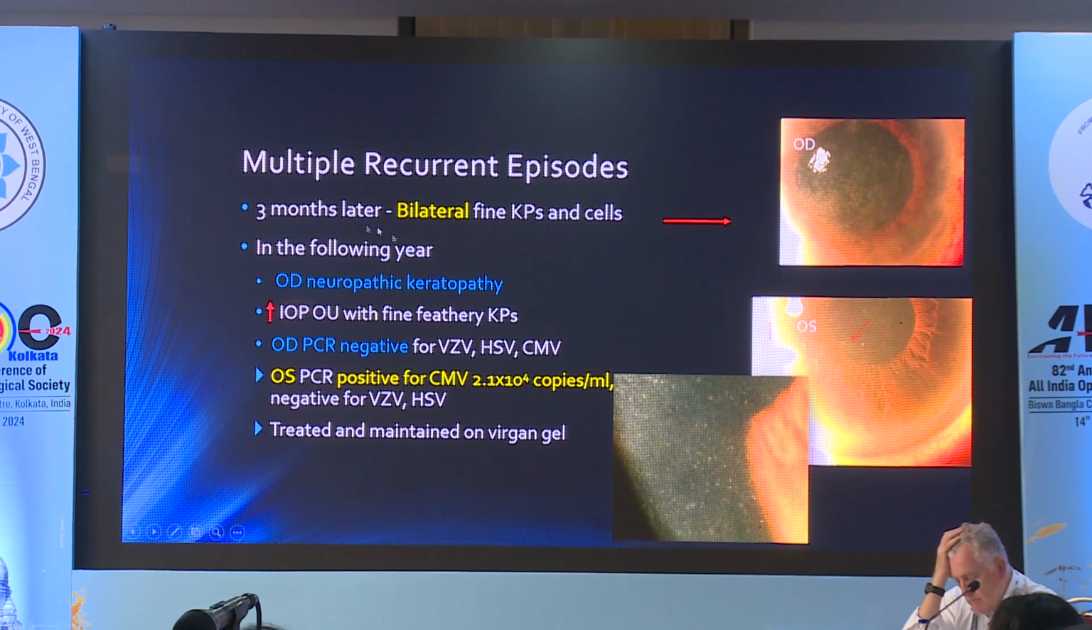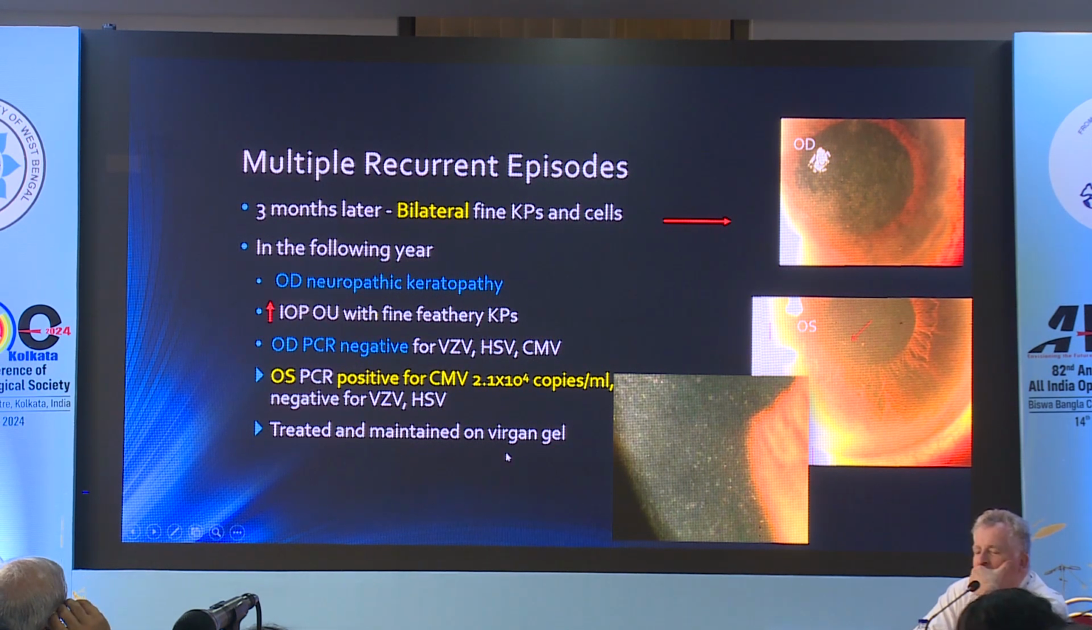So we tapped him, and he was negative in the right eye for viruses, but the left eye was positive for CMV. We never expected it to be CMV because this guy has VZV in his right eye, and he's actually healthy with no underlying immunocompromise. So we treated this patient with Virgan gel, which is ganciclovir gel.